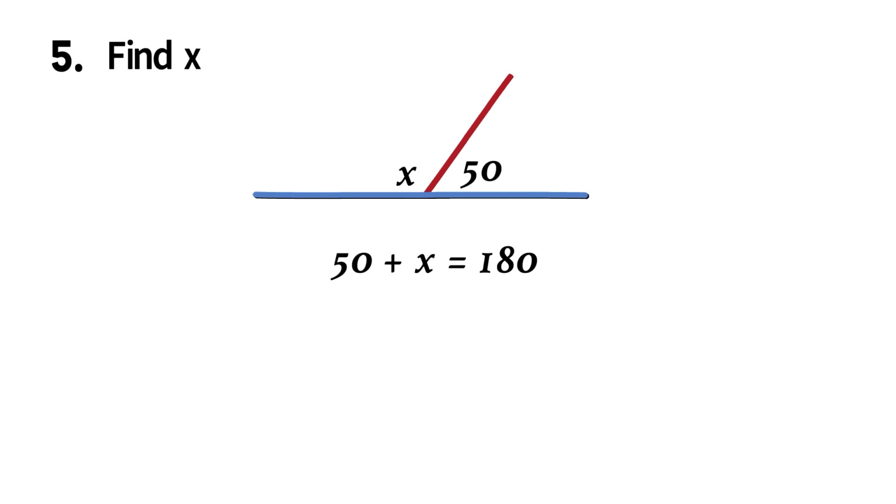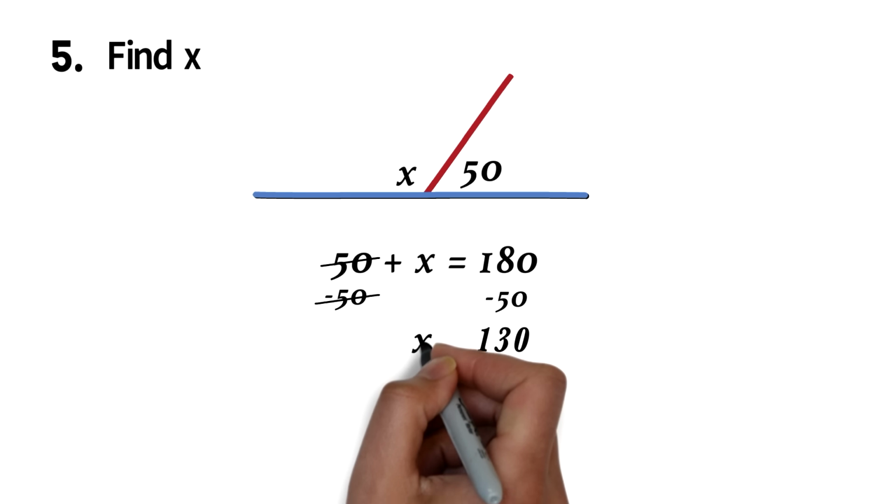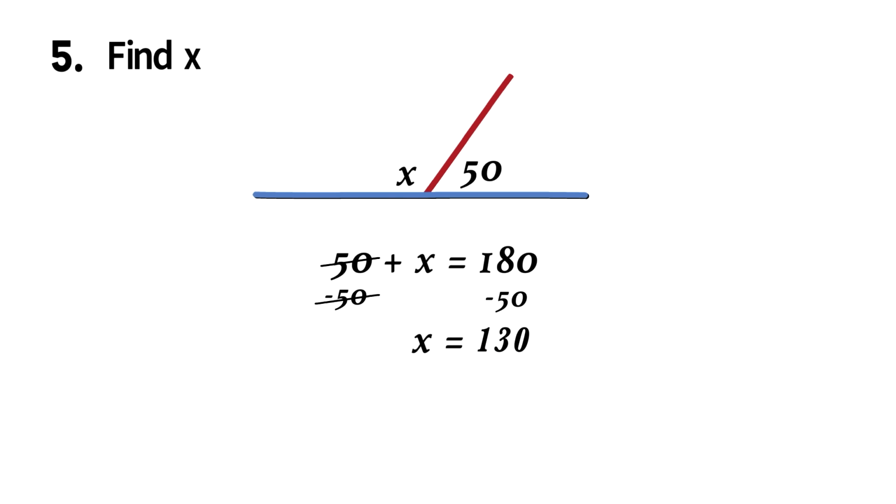One-step equation. Since the 50 is adding, we will do the opposite operation on it. So we will subtract 50 from both sides. These will cancel out. 180 minus 50 is 130. Therefore, x is 130 degrees.